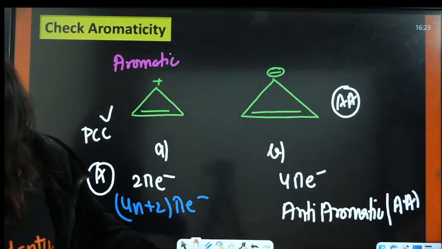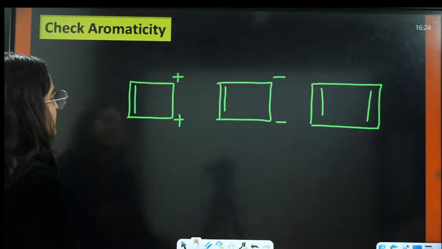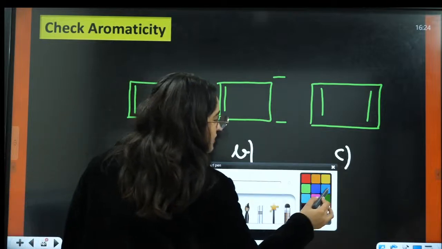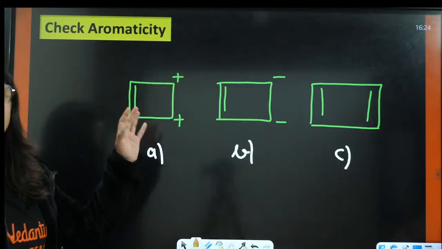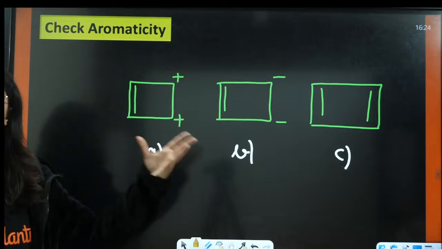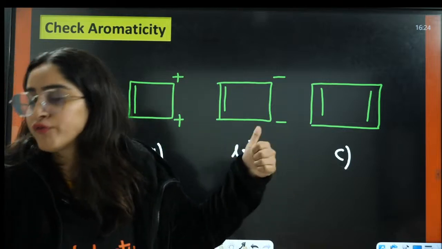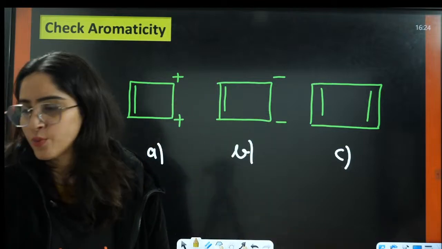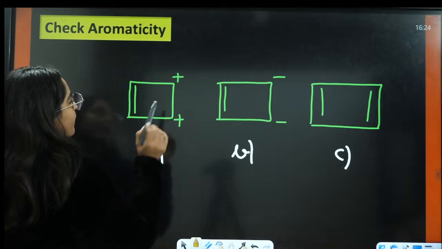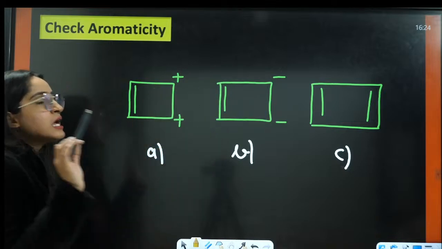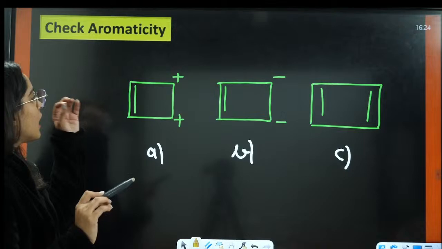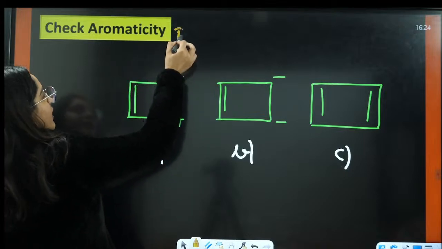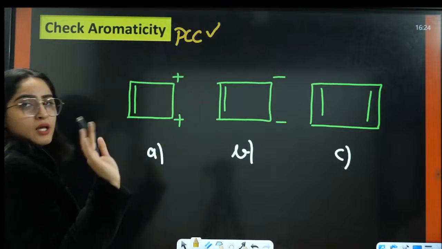Understood? Yes. Very nice. Now next is, this is A, this is B, and this is C. Which of the following are aromatic? Which of the following are anti-aromatic? Yes, very good, very good. So this is 2 pi electrons. Every compound here is following PCC, right? Planar, all of these are planar, complete conjugation, cyclic. Perfect.